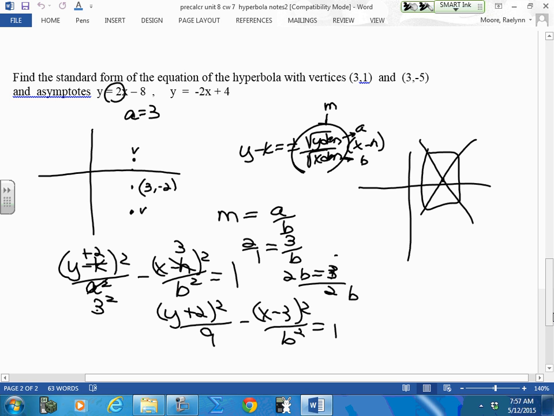Divide by 2. B is 3 halves. Now when you plug in 3 halves, don't forget to square it. So this becomes 9 over 4. If you want to, you can take the 4 and bring it to the top. If you don't, you can leave it in the denominator. So we're going to get y plus 2 squared over 9 minus x minus 3 squared over 9 fourths.